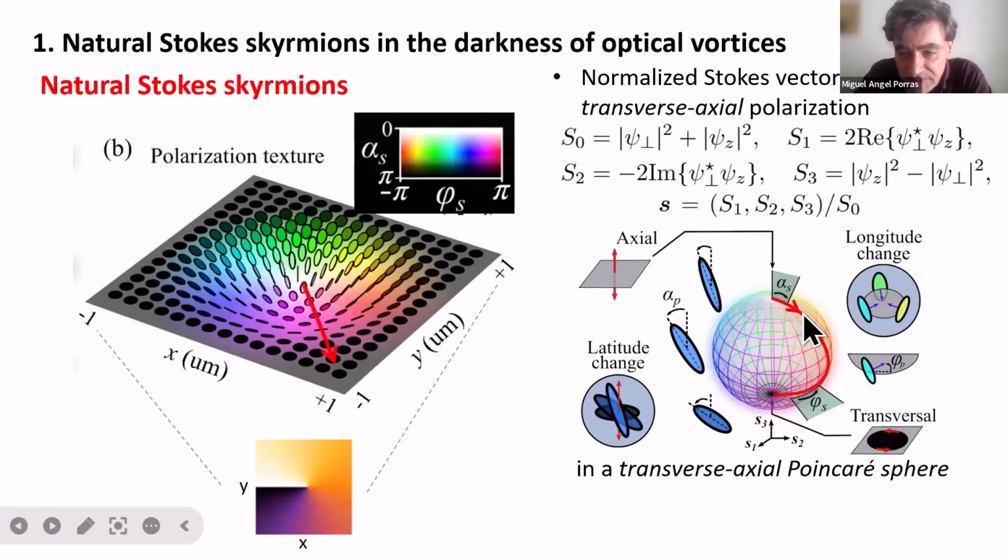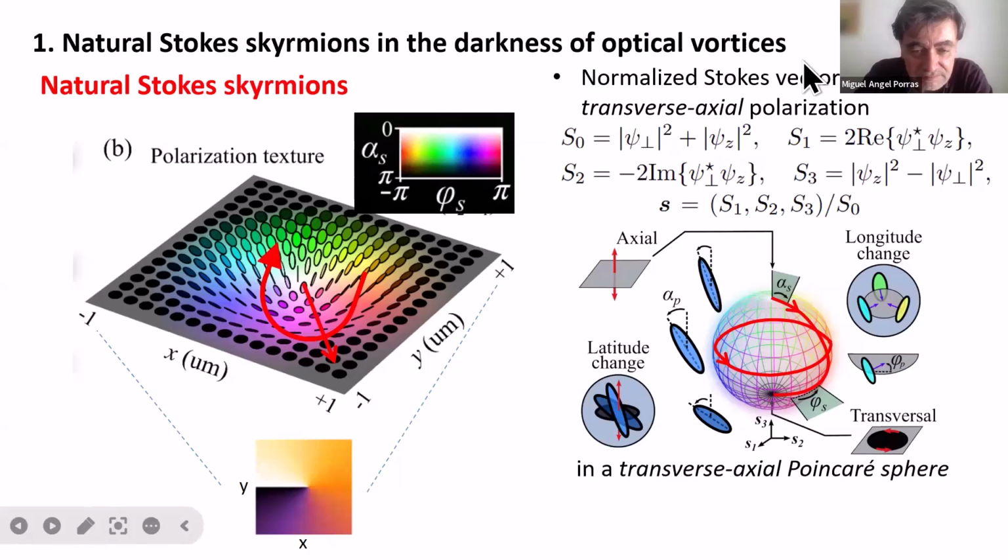With decreasing latitude in the Poincare sphere, we pass from pure axial polarization to pure transversal polarization, and it is mapped from the phase singularity towards the periphery. And with varying longitude, for example, from one meridian to another meridian, we have all possible azimuthal orientations of the polarization plane of the polarization ellipse, and they are mapped surrounding the singularity.